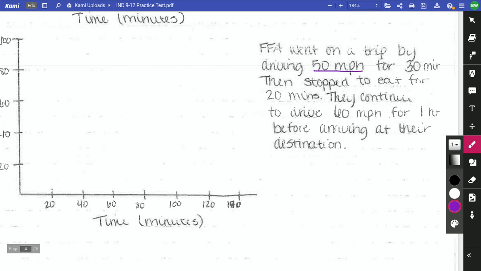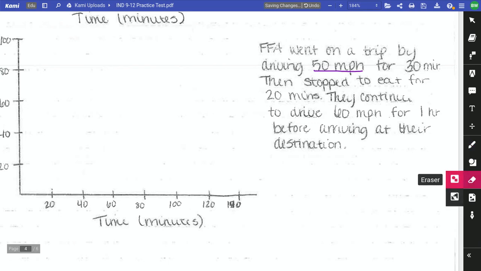A steady 50 miles per hour for 30 minutes, I can do that. And then they stopped, so then their speed's going to go to 0. It'll be real blocky, 50 miles an hour, then 0. And then they drive 60 miles per hour. Whoops, their speed's going to go up real quick to 60. I can do that. I hope this is a speed time graph.